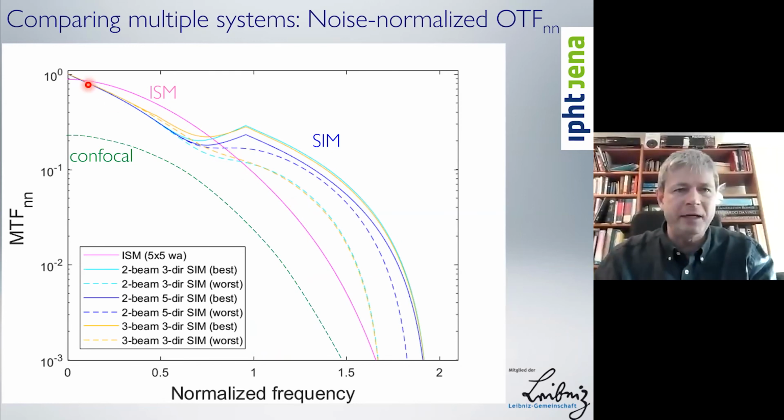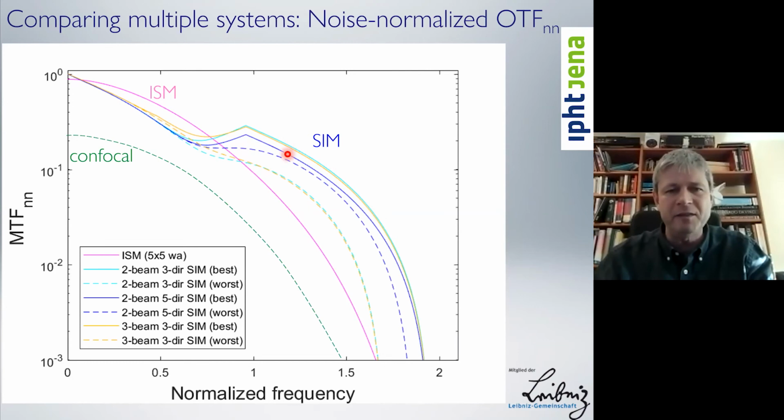So if we now compare the SIM system to ISM, you see that for the high frequencies, it really is much better than even the ISM, and of course, much better than the confocal system. So we have orders of magnitude improvement for the very high frequency. But having said that, you also see that such a high performance SIM system is not as good as an Airyscan or image scanning based system for the mid frequency region. So it really depends on the biological question which system you want to use.